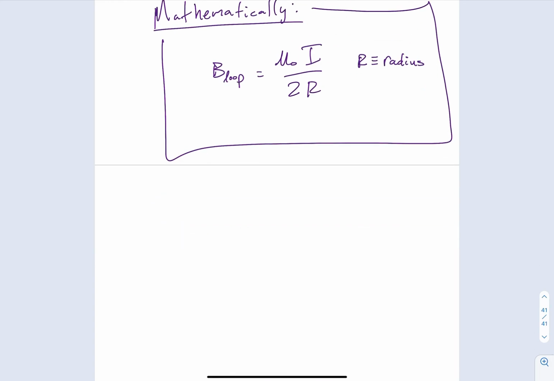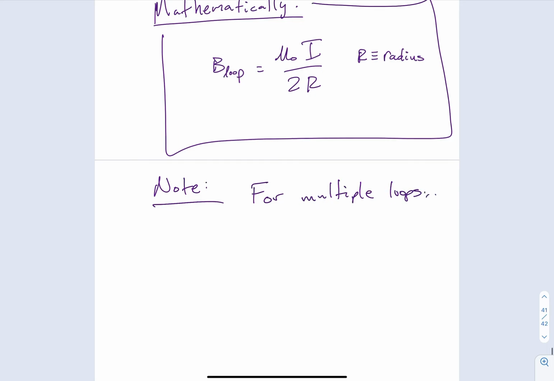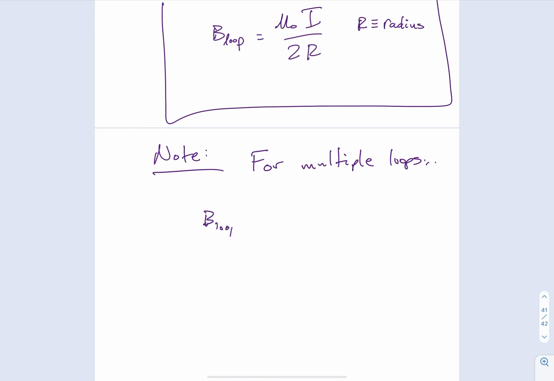And I'm going to note one more thing for this. If you have multiple loops, it just is proportional. It increases proportionally with the number of loops. So our equation looks almost the same. We know that we could get it for the multiple loops just by adding an n for the number of loops in our numerator.